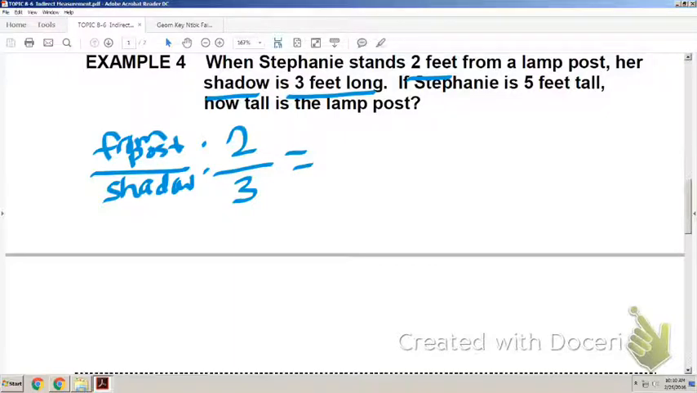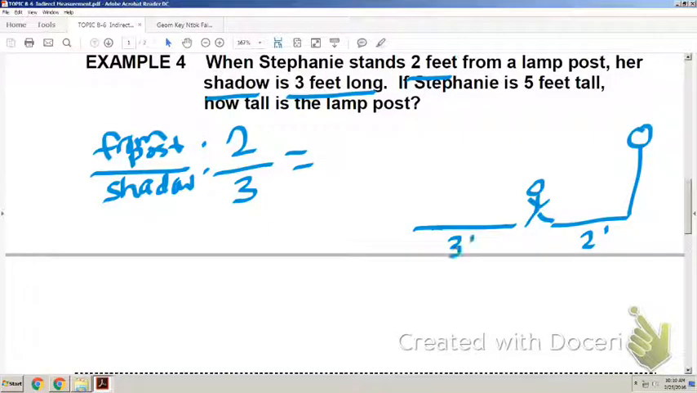Okay, I'm going to draw a picture. So Stephanie, here's Stephanie. She stands 2 feet from a lamppost. So here's our lamppost. This is 2 feet. Her shadow is 3 feet long. So I'm going to put it past the lamppost, 3 feet. She is 5 feet tall. How tall is the lamppost?